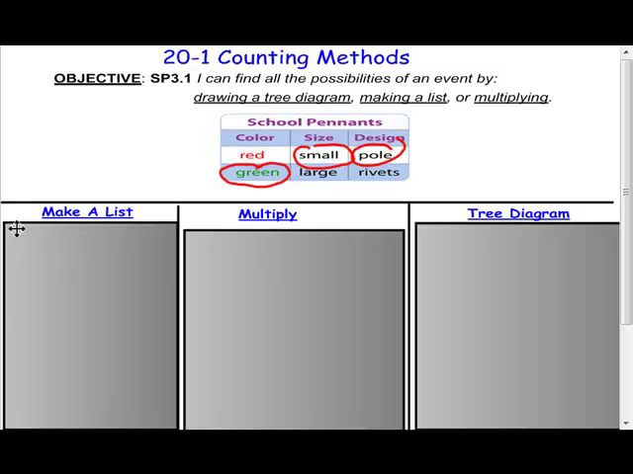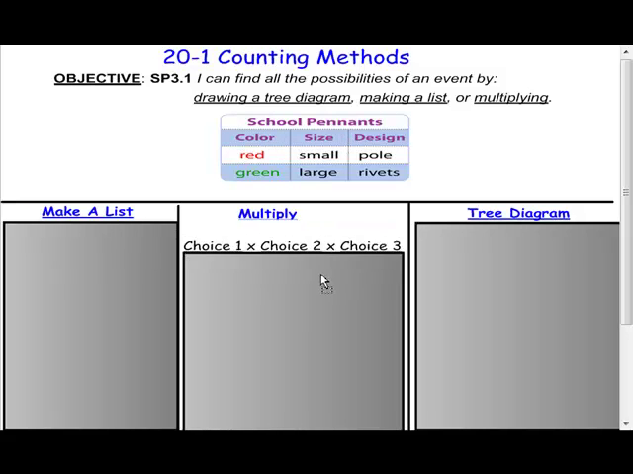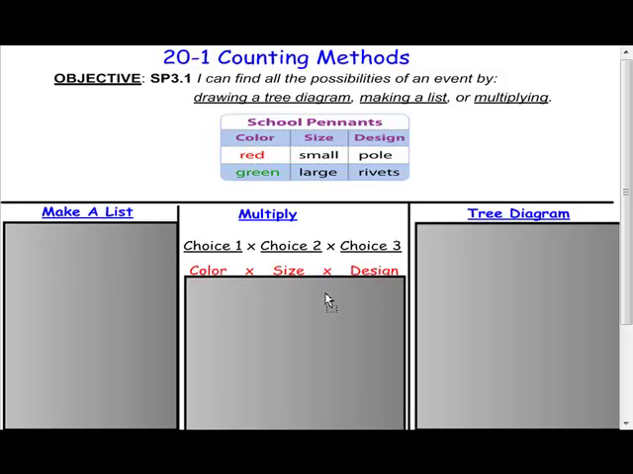The next technique would be to multiply. Well, we have 3 options, so we have choice 1, choice 2, choice 3. So let's write those down. Choice 1, choice 2, choice 3. And choice 1 is a choice of color, choice 2 is a choice of size, choice 3 is a choice of design. Well, under those, how many choices do we have?